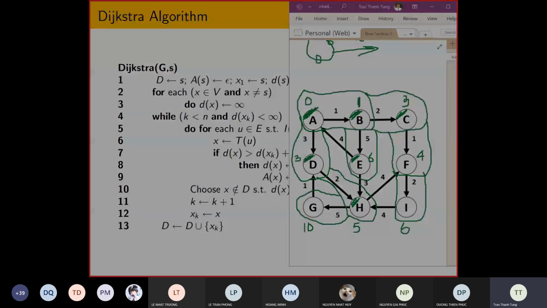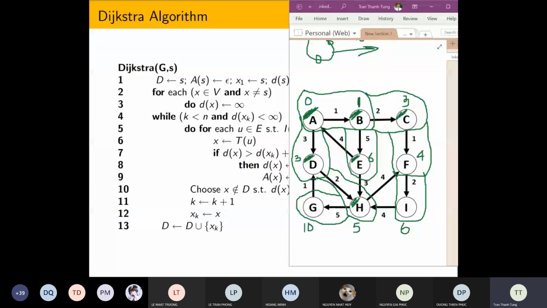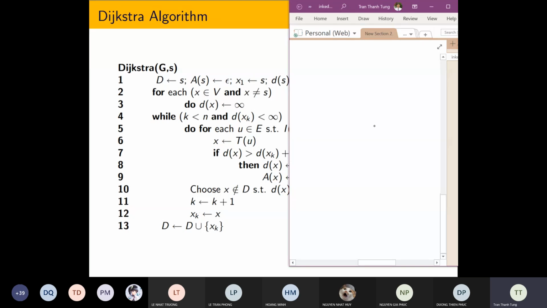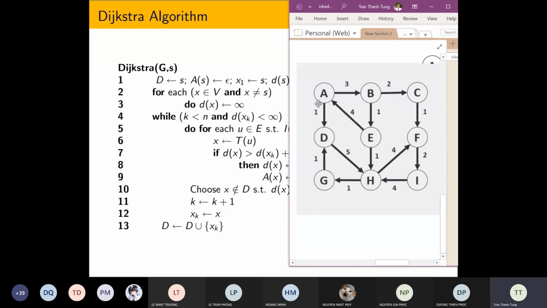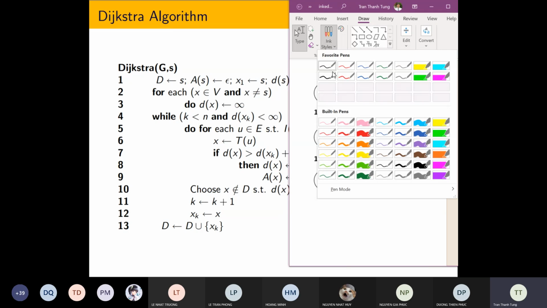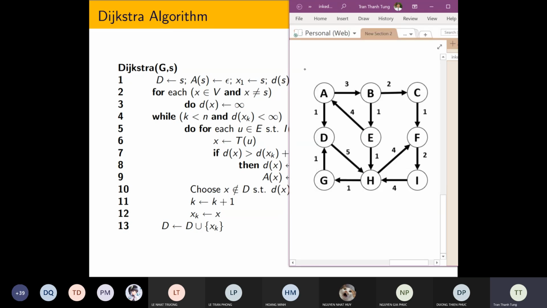Okay, everyone, I will use the graph again, but with different numbers. Just try to play with that, okay? So again, starting from A, I want you to try to apply the algorithm.